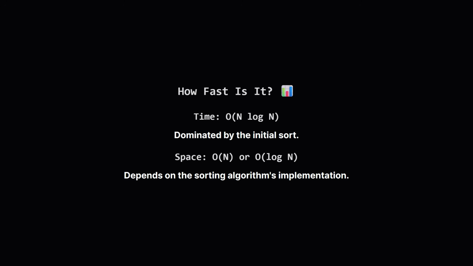For space, the memory we use depends on the sorting algorithm. Python's timsort can use extra space, up to order n in the worst case, but often much less. Outside of the sort, our own code only uses a couple of variables, which is constant space.